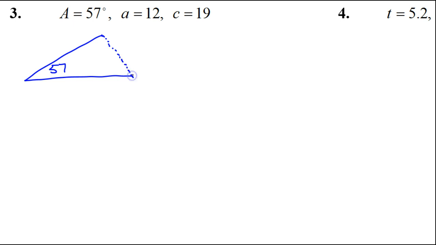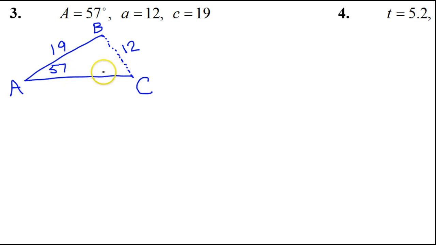If this is the ambiguous case, this will be my swing side, as opposed to my rigid side. If this is angle A, then that makes this side A, so my swing side will be 12. I'm going to make the other side my rigid side, so I'm going to put the 19 here. So if this is side C, that makes this angle C, which means that this would be angle B.